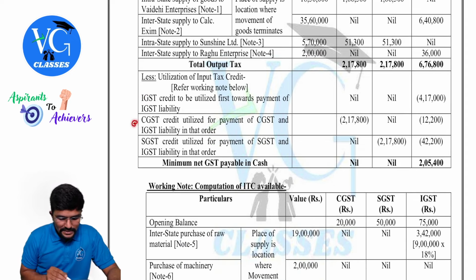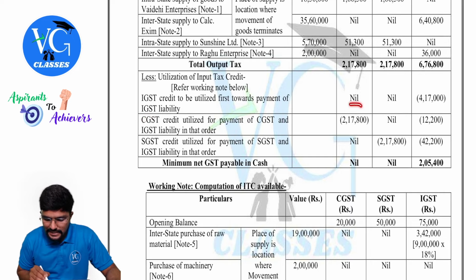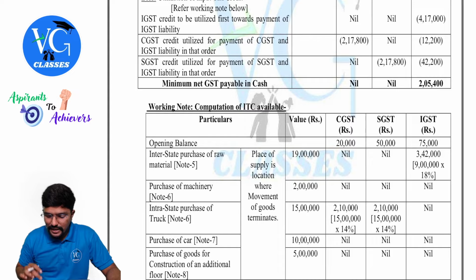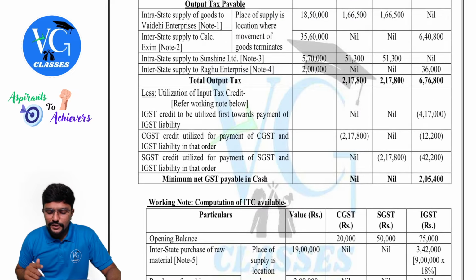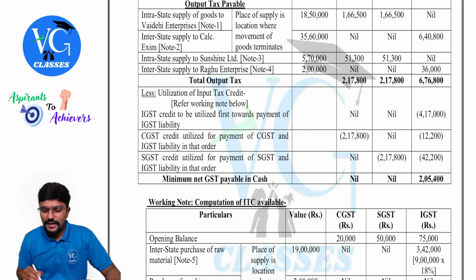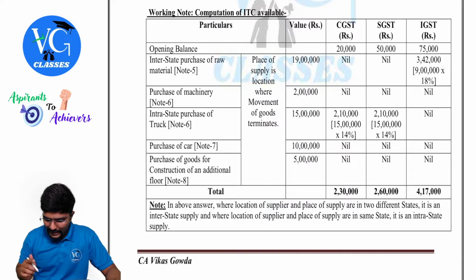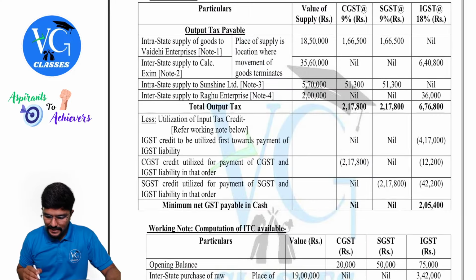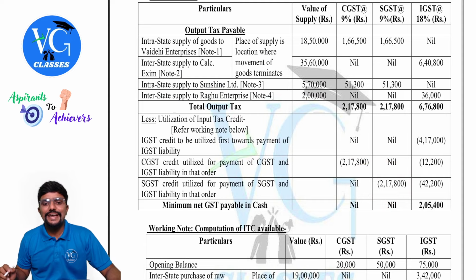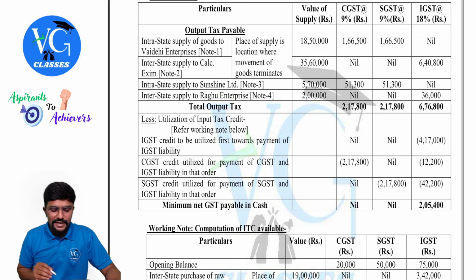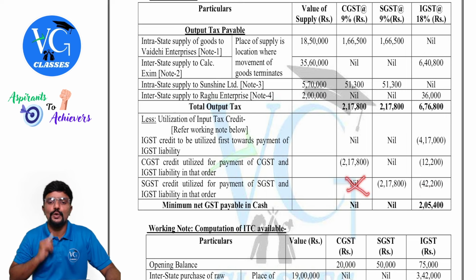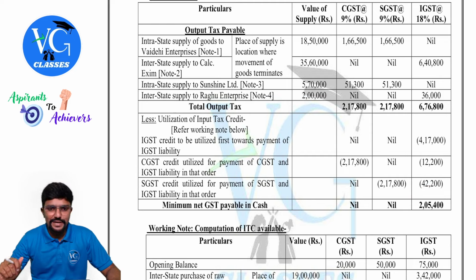Next, we are using CGST credit first against CGST liability. Let us use it fully. How much we have first of all? 230. So out of 230, I am using 2,17,800 against CGST liability and remaining against IGST liability, guys. And I cannot use it against SGST. Next, SGST credit, how much we totally have? 260. First, I will adjust it against SGST liability, 2,17,800. And remaining, I will adjust it against IGST, guys. Sir, can I adjust SGST against CGST? No, not possible, guys.